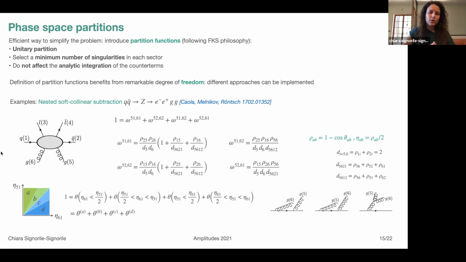So the idea is very simple. We start from 1, we insert the partition functions, so functions able to enhance or damp some singular configurations, especially in the collinear sector. Once this is done, we are able to recognize a triple collinear sector, this 5161, the equivalent for level 2, so 5262, and two double collinear sectors. So as I mentioned, we have the problem of strongly ordered configurations. So the idea is to subpartition this triple collinear sector, introducing all the possible orderings of a nice variable, this eta, that is related to the angle between the particles.